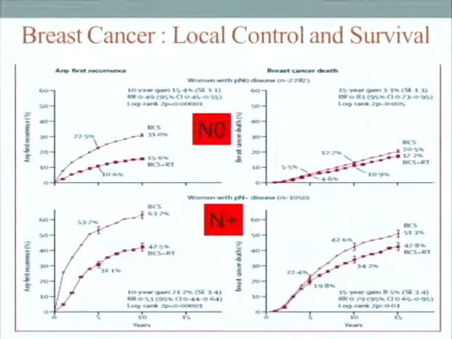When you pool all the studies looking at RT in stage 1 and 2 breast cancer, in both node negative and node positive, there's a significant improvement in local control from 40 to 50% in both N0 and node positive. But you also see a small but significant improvement in breast cancer specific survival with the addition of RT in both node negative and in node positive. And in node positive, it's almost 9%.